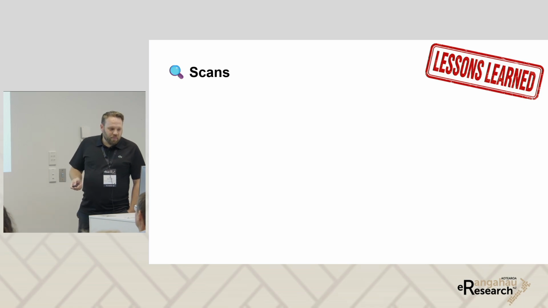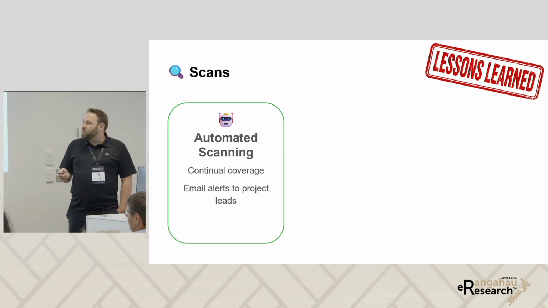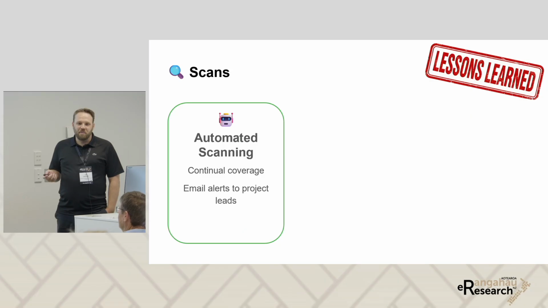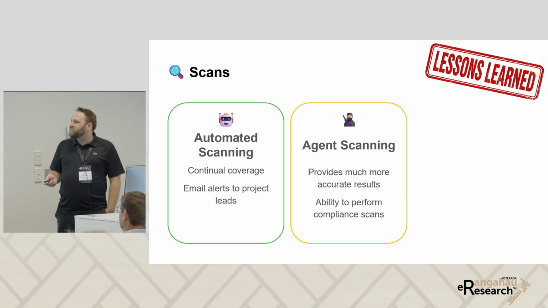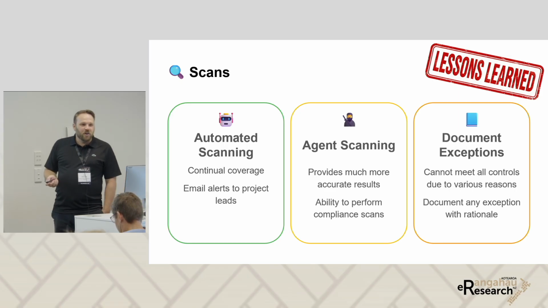A couple of lessons learned. I think automation is key: get emailed results, otherwise you will ignore it. It's the best way to keep on top of things. Agent scanning, like the ninja emoji would suggest, is really, really useful.